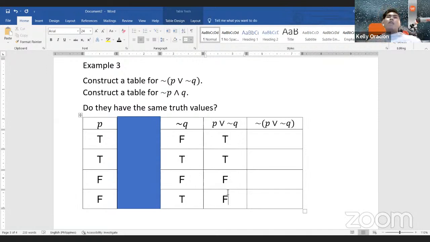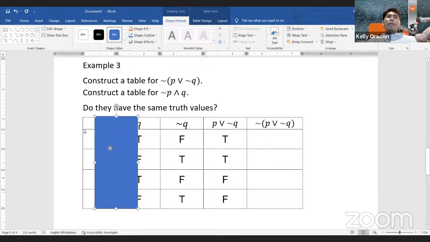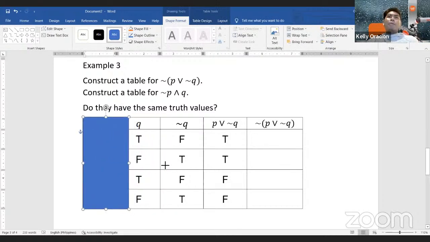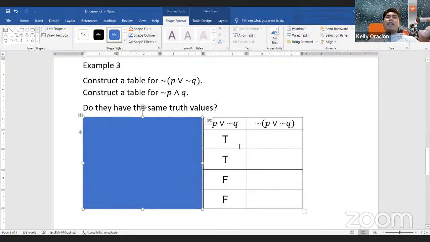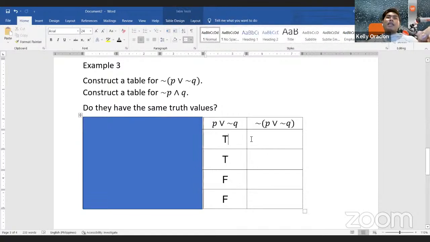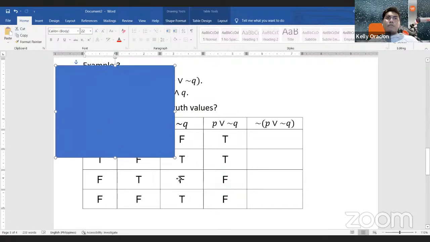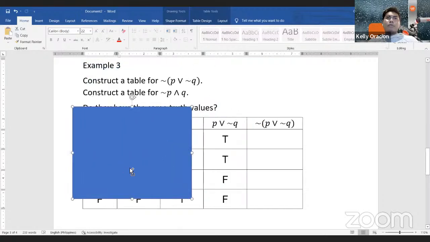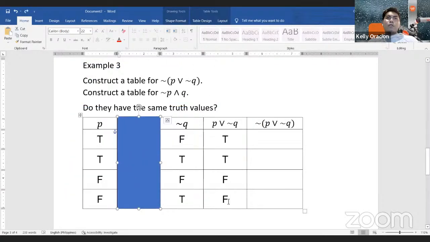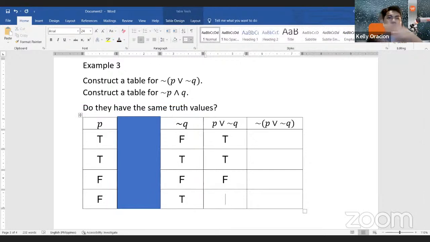Okay, nakompleto na. So now, to complete the table, the negation of this one is our focus. So the answer is, wait lang, parang may mali. True pala ito, sorry, true. Ako na mali. Paki-recheck ko. Okay, thank you. Yeah, ito yung tama.